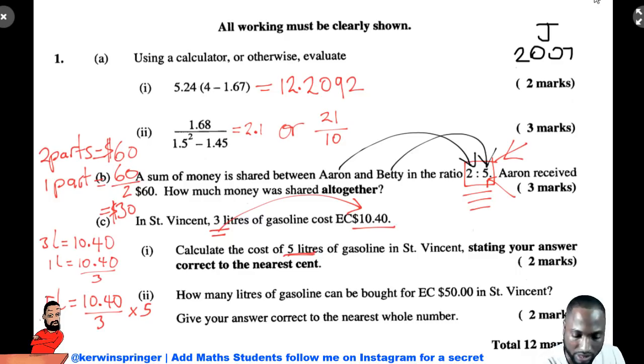And that answer is what? Everybody gets 17.33. Right, I could work with that 17.33. That's to the nearest cent, though. To the nearest cent. You all sure about that, to the nearest cent? Let me just double check. So those are the things you have to pay attention to.